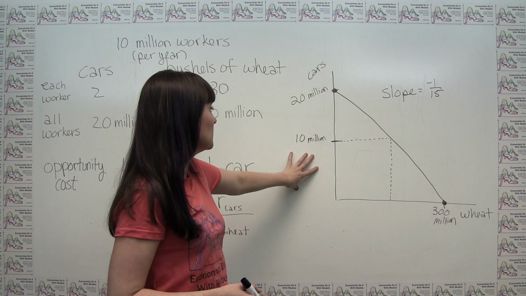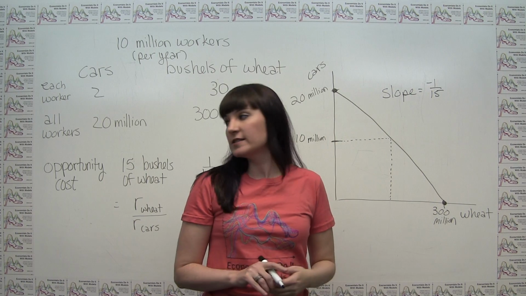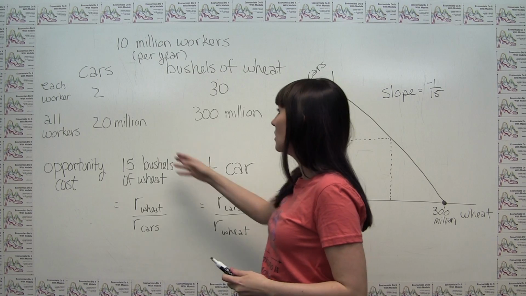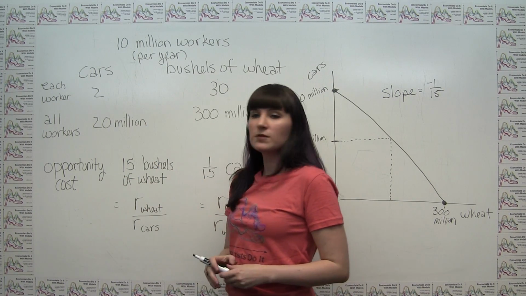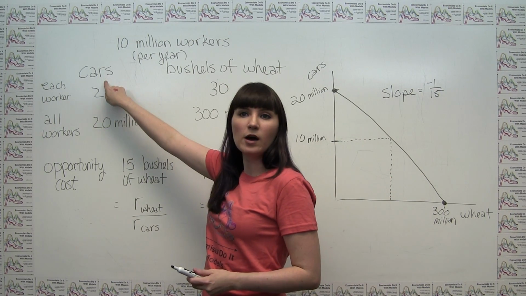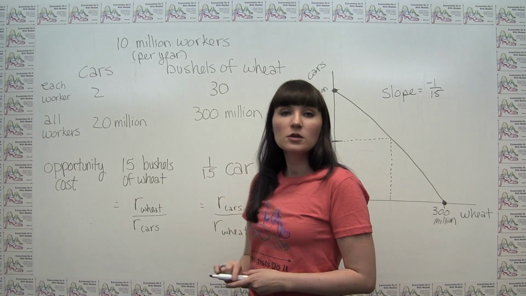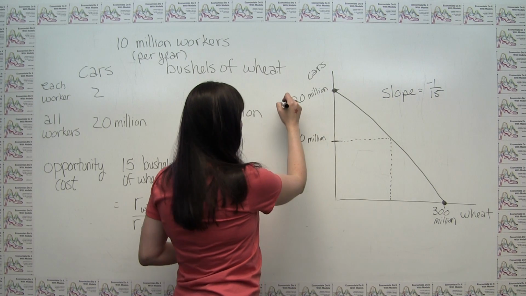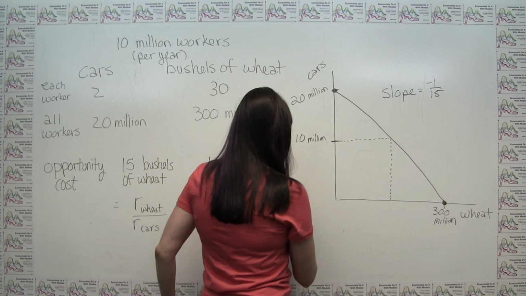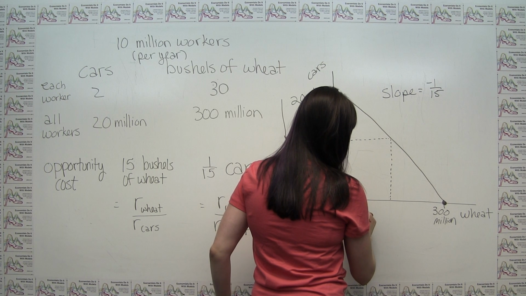So one way is to notice that we can just scale up this trade-off. So if we said that the opportunity cost of a bushel of wheat was 1/15 of a car, and the opportunity cost of a car was 15 bushels of wheat, then it must be the case that for every car we give up, we get 15 bushels of wheat. So if we look over here, when we go from 20 million cars to 10 million cars, we give up 10 million cars.